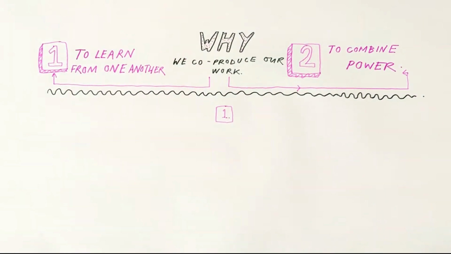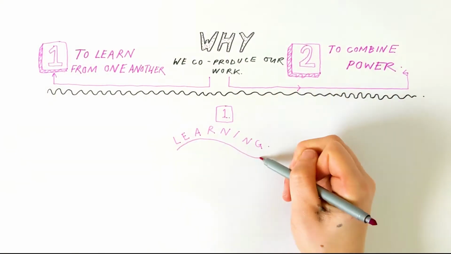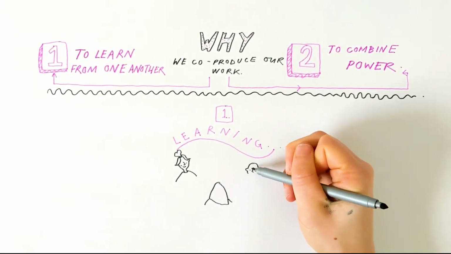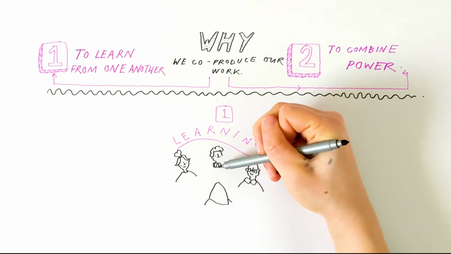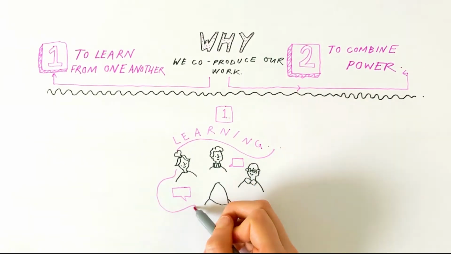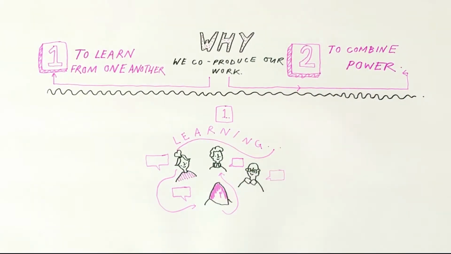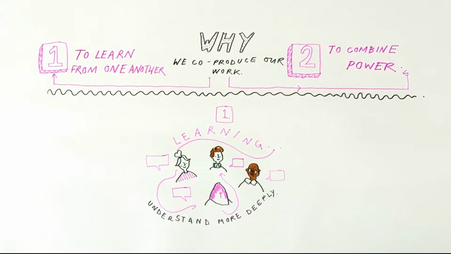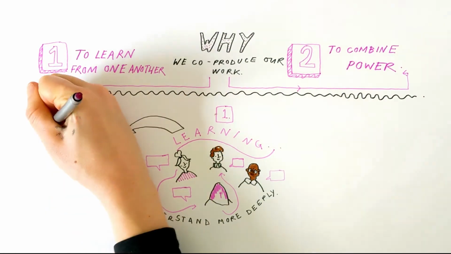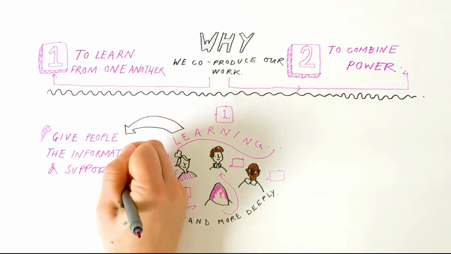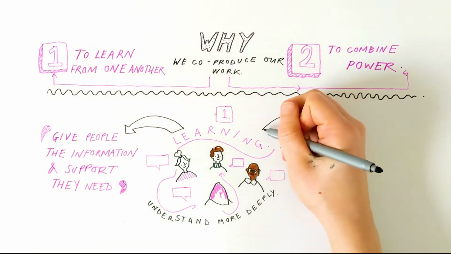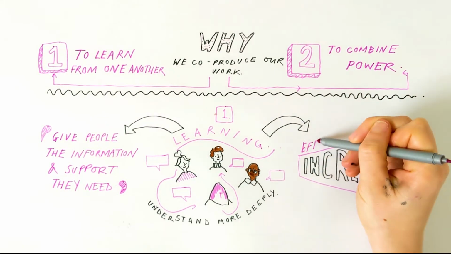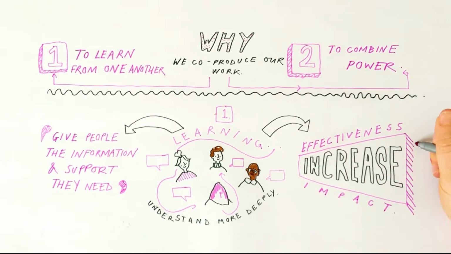Firstly, we co-produce our work so that we can learn from one another. When we learn from one another, through an ongoing and two-way process, we can more deeply understand what information and support people need. We can also understand how Turn2us is best able to support people. This helps Turn2us to meet its strategic purpose of giving people the information and support they need, and helps us to increase the effectiveness and impact for people who use our services.